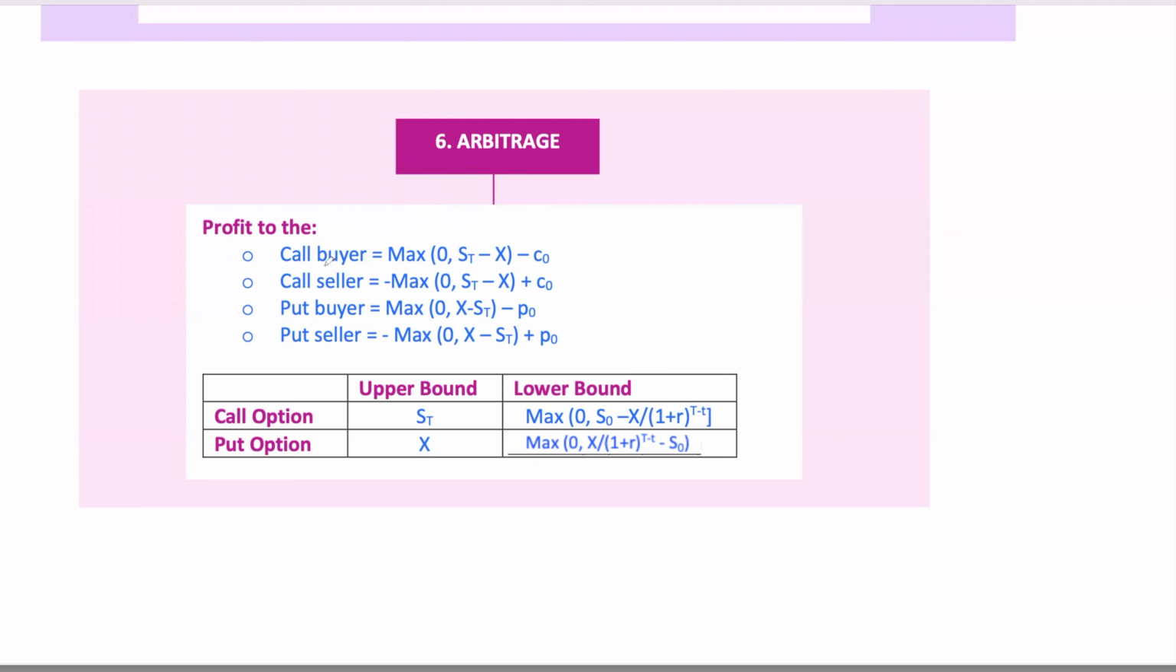When you buy or sell options, your profit or loss depends on the price of the underlying asset at expiration. Let's break this down for both call and put options. If you buy a call option, your profit is calculated as the higher value between zero and the difference between the stock price at expiration and the strike price, minus the premium you originally paid. In other words, if the stock price ends up higher than the strike price, you make money. If it doesn't, you just lose the premium.